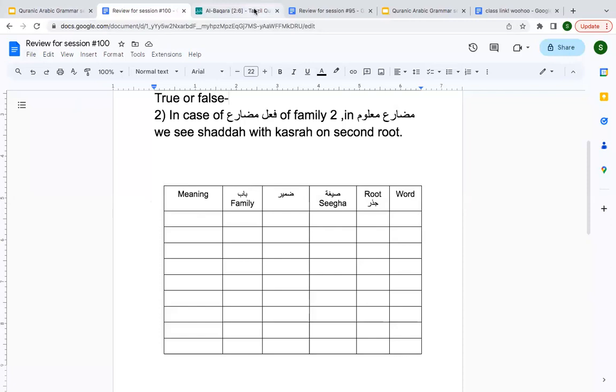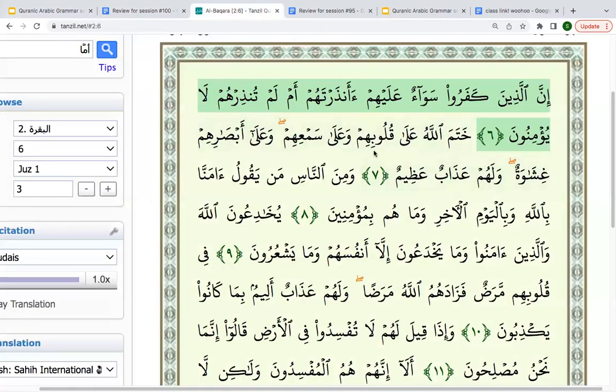Okay, so let's do a real practice and real review. I have this word right in front of you: anzarta. What do you think? Where is this word coming from? Is this mazid fihi or salasi mujarrad? Mazid fihi. Okay. What is the sigha of this word? Sigha means is it fail, and if it is fail, madi, mudari, amr? What kind of fail is it? Madi, mudari, or failul amr?